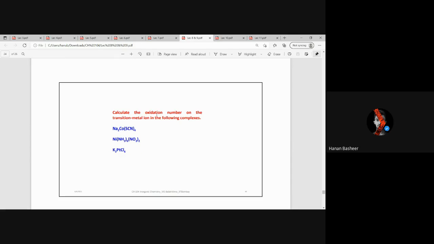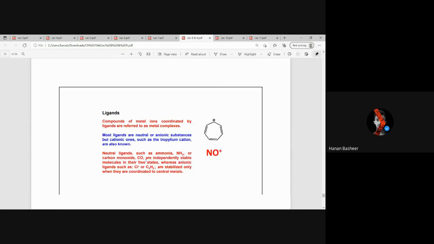So we can calculate the oxidation number of this compound. We can see that for cobalt, SCN minus will have 4 minus. This is plus 2, so cobalt will have plus 2 state. In this case, NO3 will have 2 minus, and this will have plus 6. So this is Ni plus 4. Similarly, this is minus 6 and this is plus 2. So we will have Pt plus 4.